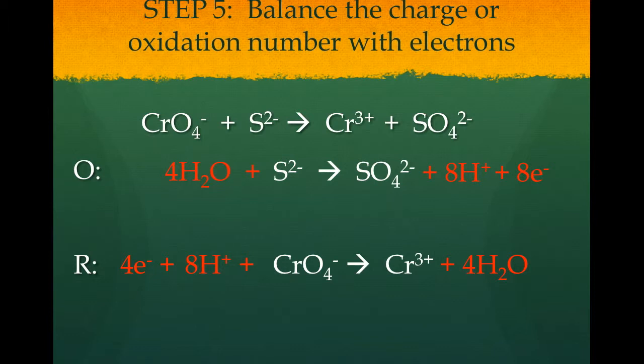Now let's look at the charges. So here we have neutral plus a 2 minus, which gives us a 2 minus charge. Here we have a 2 minus and an 8 plus, which means we need an 8 minus in order to bring it back down to a 2 minus to match this side. Down in the reduction half reaction, we have a 4 minus plus 8 plus minus 1. That gives us an overall 3 plus. And on this side, we have a 3 plus plus neutral, which is a 3 plus.